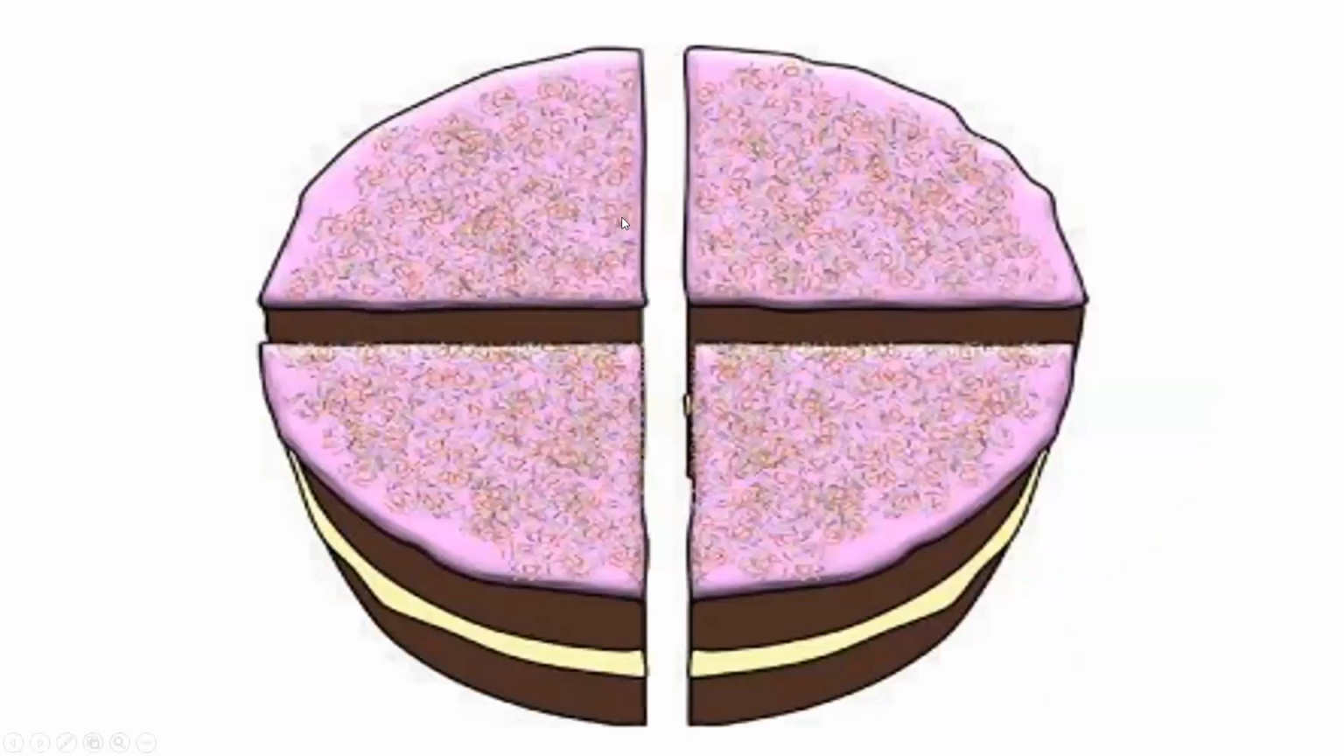Good. So what do we have here in this picture? Teacher, that's a cake. It's divided into parts. How many parts? 4 parts, teacher. 4 equal parts. And what fraction is this?